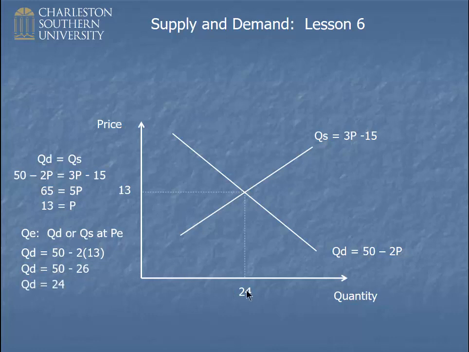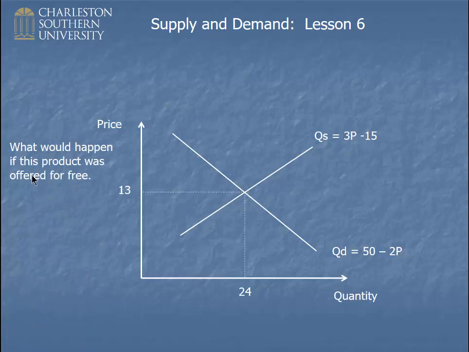Now we can do it also from the supply equation, writing out the supply equation here, but instead of writing the p value, I put the equilibrium price, which was 13. So 3 times 13 is 39. 39 minus 15 is again 24. Notice that whether I solve the thing from the quantity demanded equation or from the quantity supplied equation, I get the same number, 24.